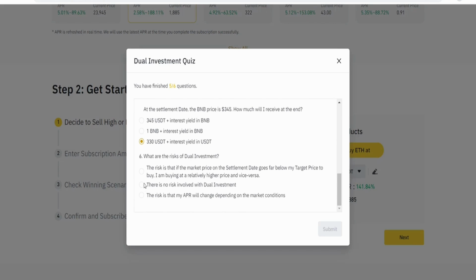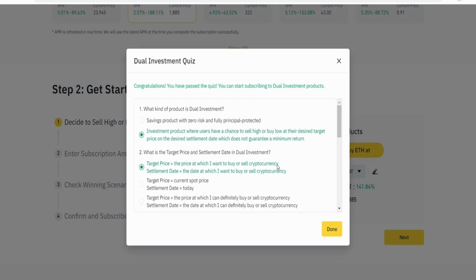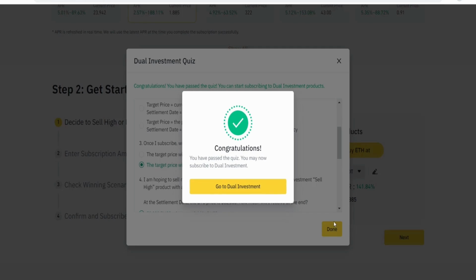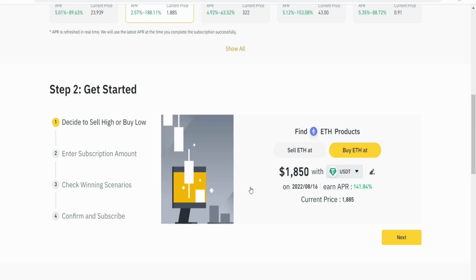And then the last one is the risks of the market. So I'll click on submit. So this is it. I got all of them right, I will click on done. So I'll go to dual investment. So this is how to do it.